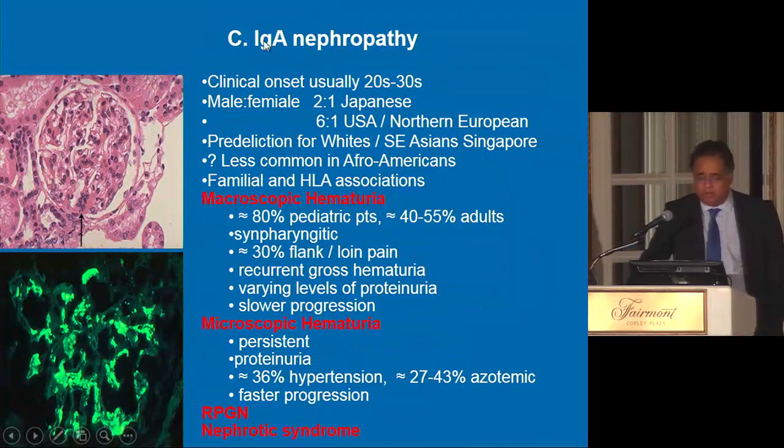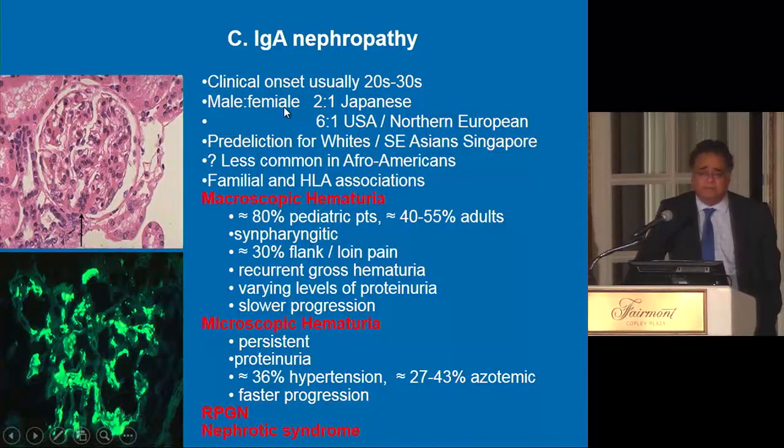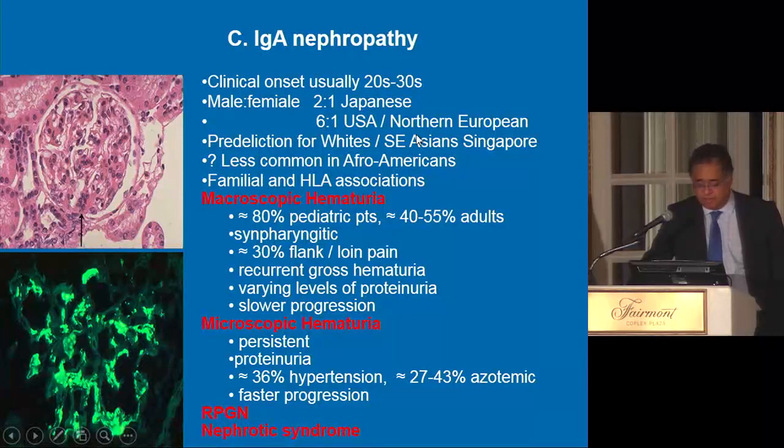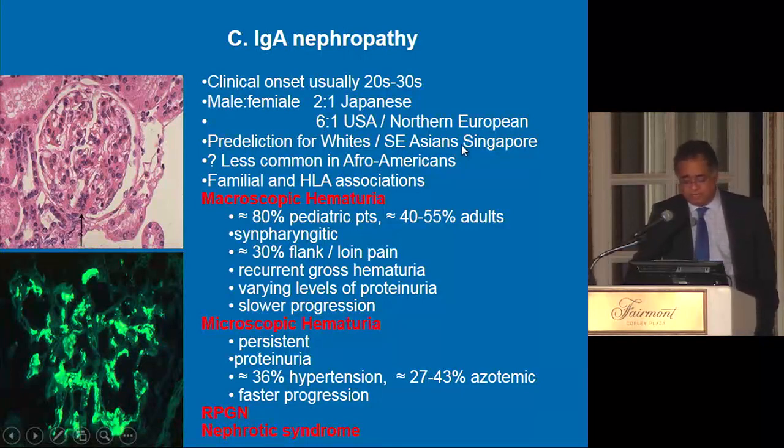So, a quick card on IgA nephropathy: onset is usually in the 20s to 30s. It was called by D'Amico the commonest glomerulonephritis in the world. It seems to be more common in Japanese males than females, and in the US, by far more common in males than females. There's a predilection for whites and Southeast Asians, and it seems to be less common in African Americans. There are some familial and HLA associations.